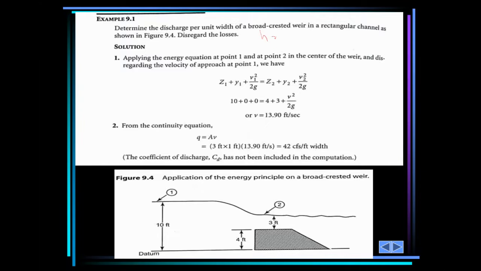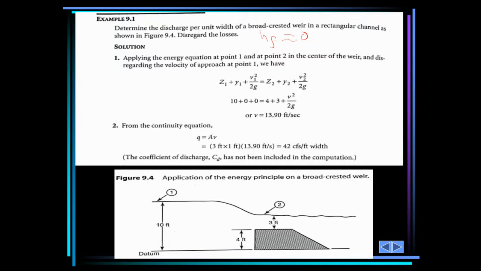The losses will be in the form of HF, so we are disregarding them. The loss term is equal to 0. It will not feature in the equation. Hence, we'll just use the Bernoulli equation. Now, applying the energy equation at points 1 and 2. Remember, I want to find the discharge per unit width.